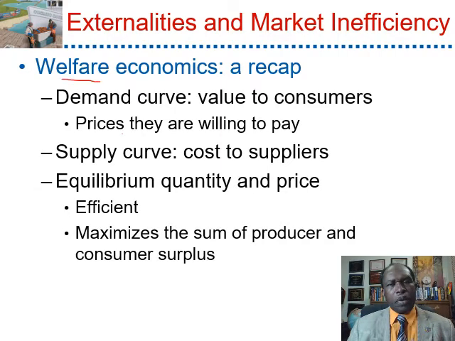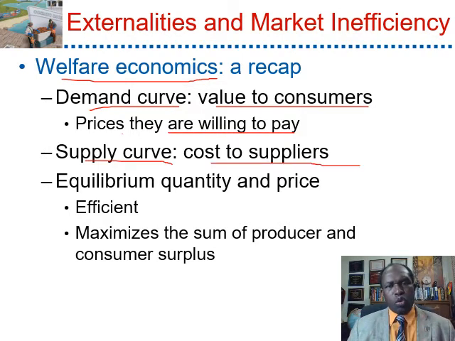So let's recap welfare economics. The demand curve shows value to customers, the price they are willing to pay. The supply curve is the cost to the supplier. At the equilibrium, quantity and price are efficient. This maximizes the sum of producer and consumer surplus.